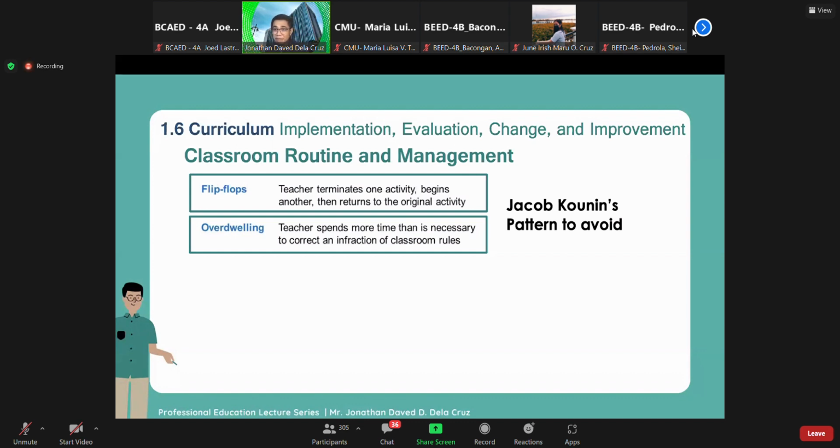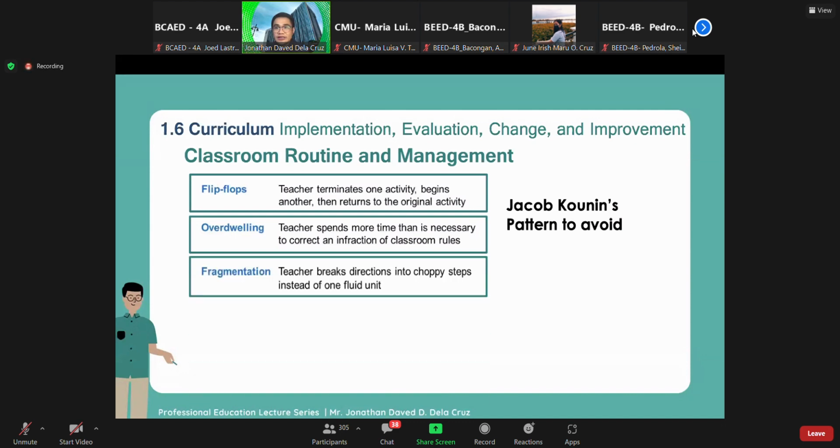Nangyayari? Nangyayari din po. Minsan sinasadya pa ng estudyante magtanong para hindi mag-quiz. Diba? Next one is fragmentation. So teacher breaks direction into choppy steps instead of one fluid unit. Di ba gusto natin sa lesson seamless ang discussion. Hindi mapapansin ng bata na patapos na pala tayo, ang galing ni sir, tuloy-tuloy. Parang yung momentum ng teaching and learning good.